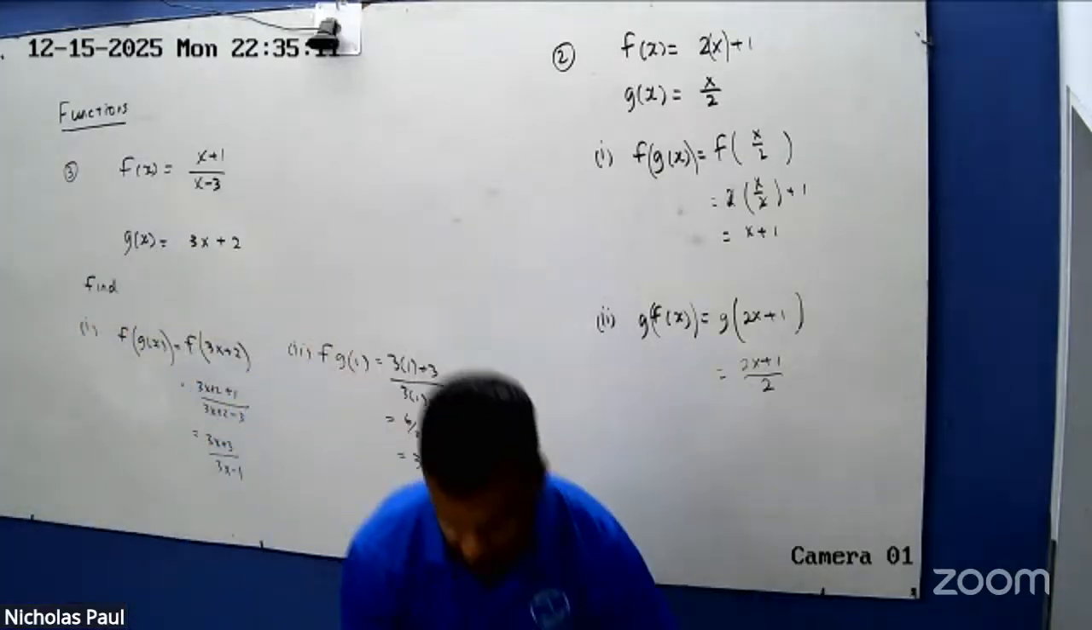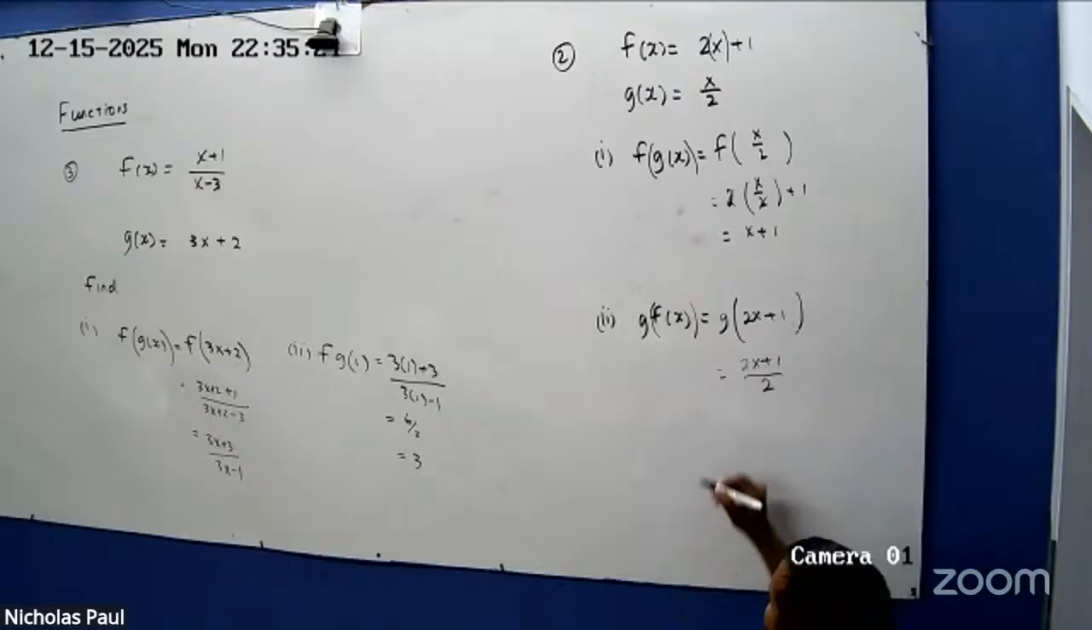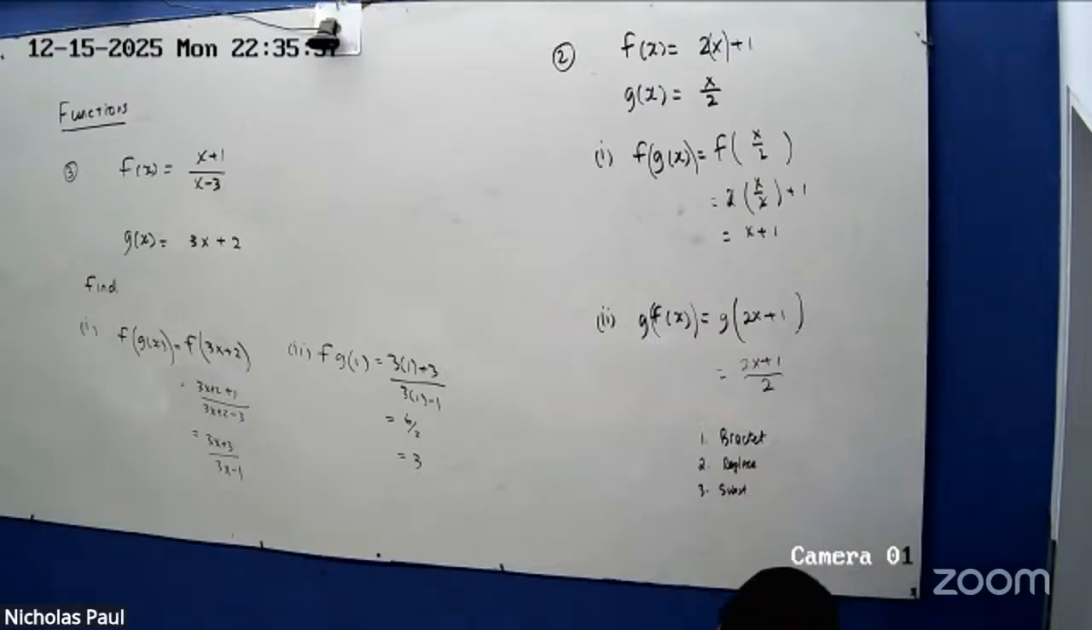Right, let's try the next one. So in the bracket, replace, substitute. Those are your 3 general steps. First, you put in bracket. Whatever you put in bracket around, you replace it. And when you replace it, you substitute in the next one. So remember those 3 things: bracket, replace, substitute.